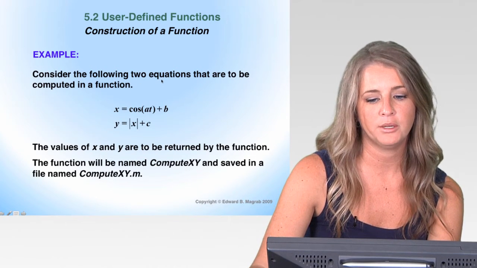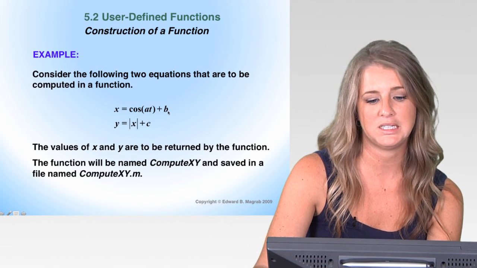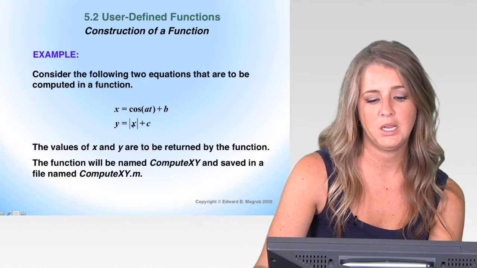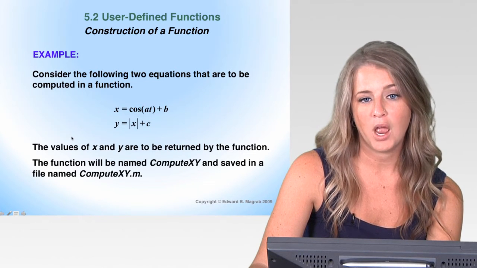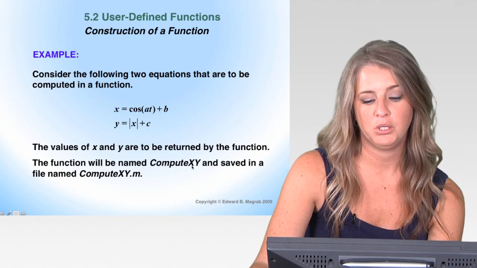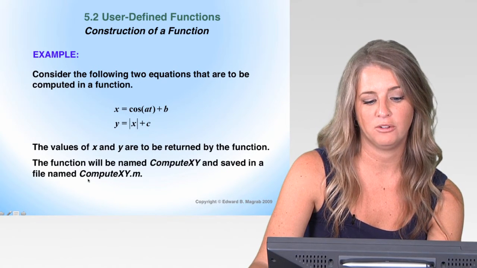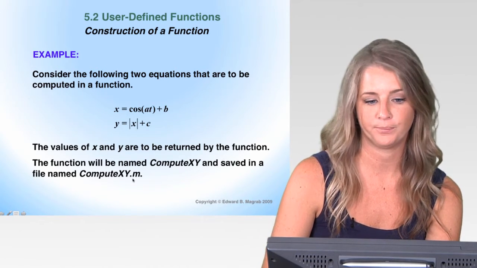So consider the following two equations that are computed in the function. We have x equals cos of at plus b, and y equals the absolute value of x plus c. The values of x and y are to be returned by the function. The function will be named computeXY and saved in a file named computeXY.m. So let's take a look.